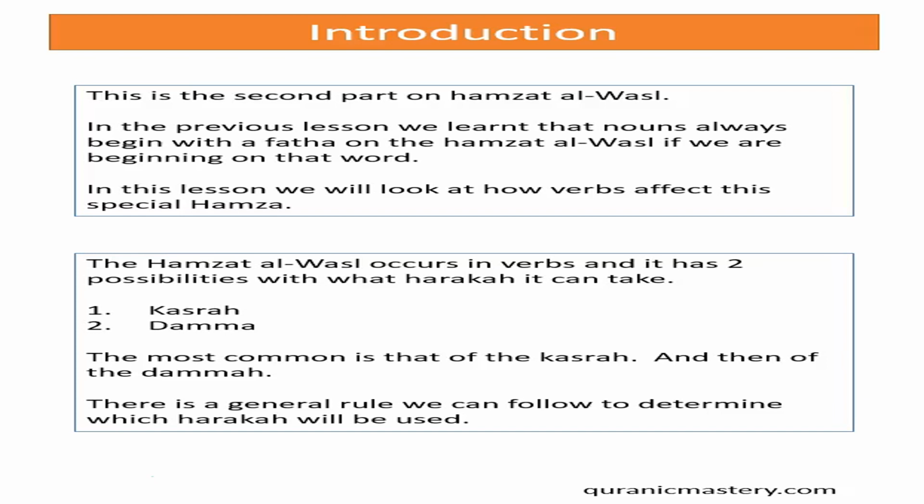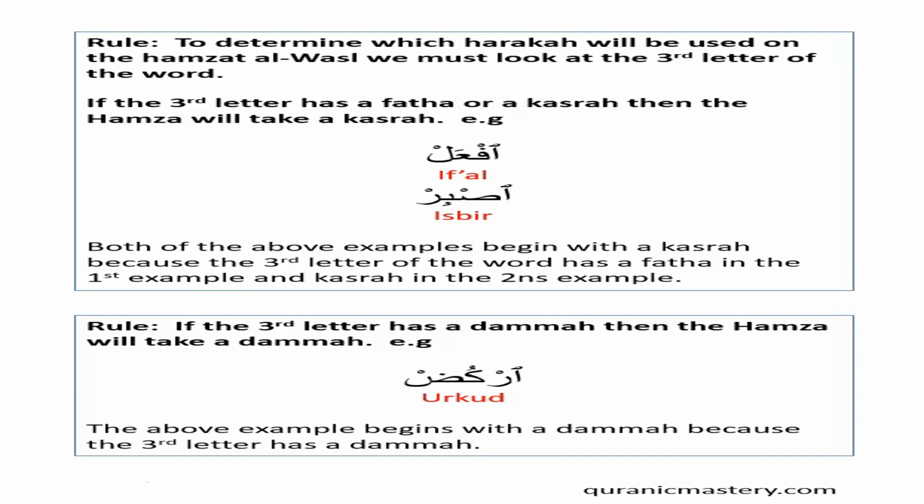Without knowing the grammar, how do we know whether we start with the kasra, and how do we know if it starts with the dhamma? So rule number 1. To determine which haraka will be used on the Hamzat al Wasl, we must look at the third letter of the word, including the Hamzat al Wasl. If the third letter has a fatha or a kasra, then the Hamza will also take the kasra.